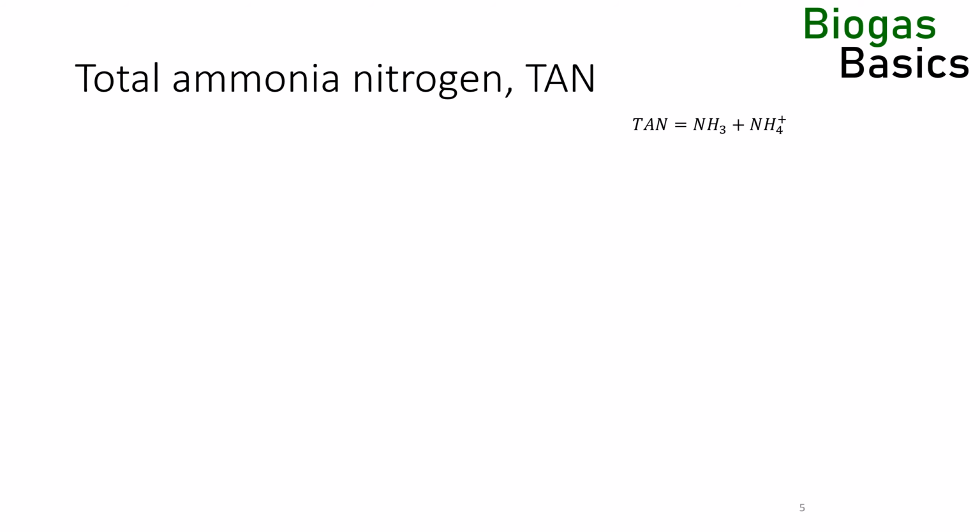Before we start with the impact of ammonia on methanogenic microorganisms, I show a quick recap of some basic water chemistry. Total ammonia nitrogen, or TAN, is the sum of ammonia and ammonium. In the biological context, only the uncharged ammonia is relevant, sometimes called free ammonia. The charged ammonium is biologically inert, but it has an impact on the charge balance of the digestate and thus the pH. Traditionally, the mass concentration of total ammonia nitrogen is given as gram per liter nitrogen, so with a molar mass of 14 gram per mole.